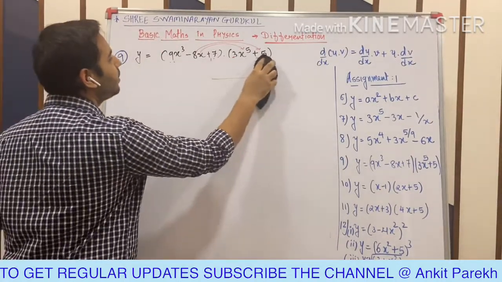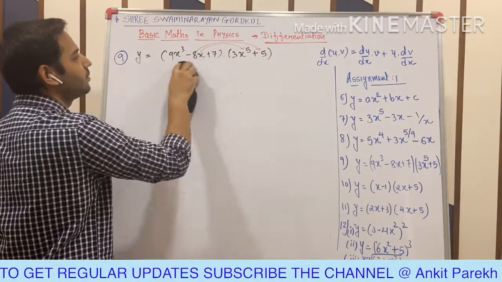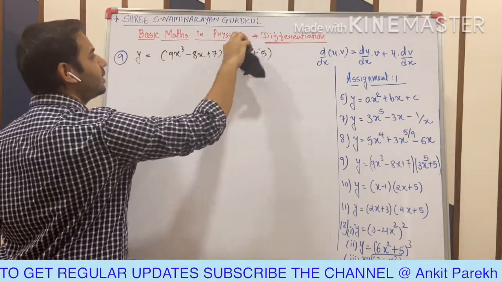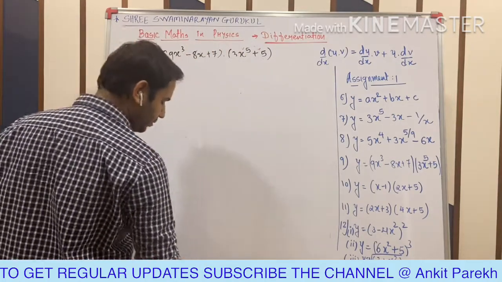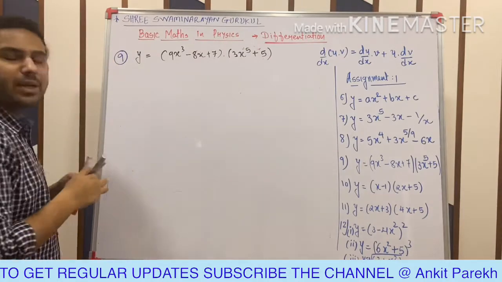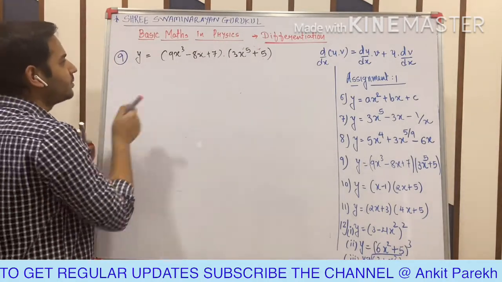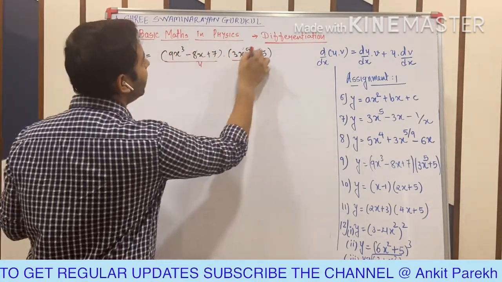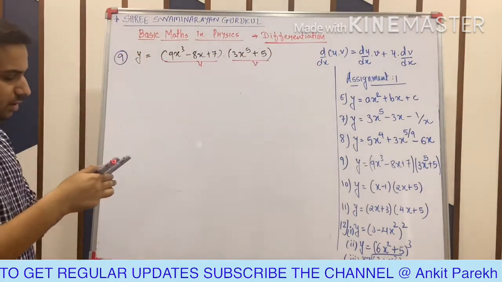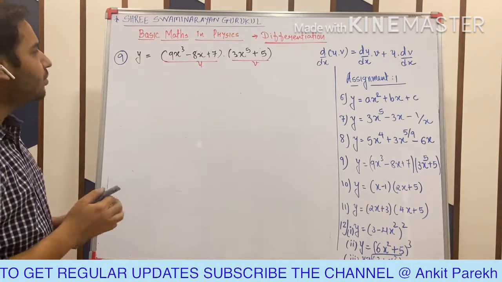Now don't multiply all these things. Just consider the first bracket as u. The first bracket is your u and second bracket is v. This is u and this is v. And let's follow the differentiation formula by product rule.